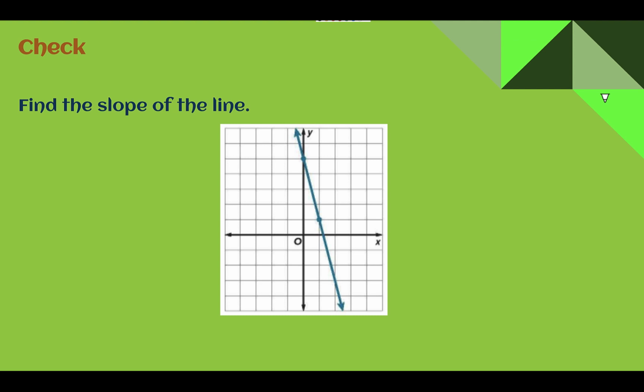Check your understanding. Find the slope of the line given in the graph. Pause the video now and complete the check.